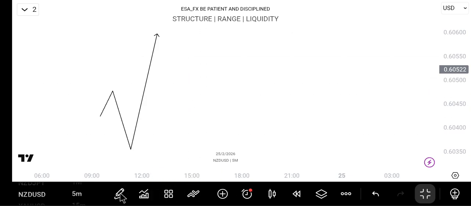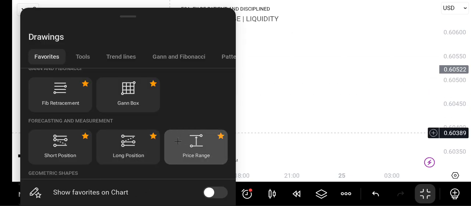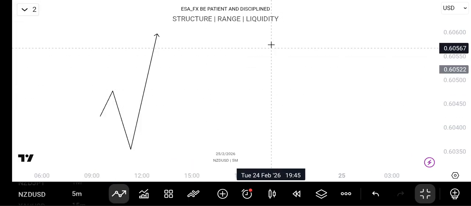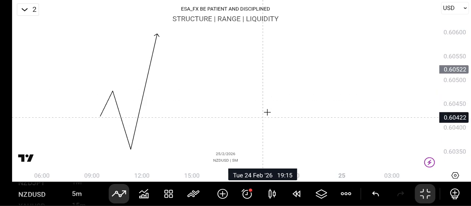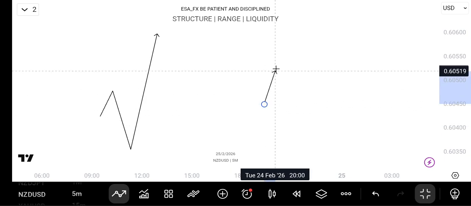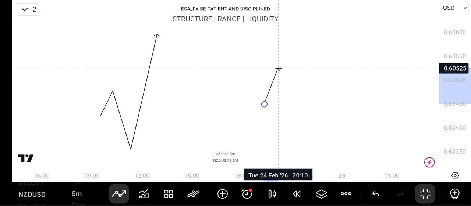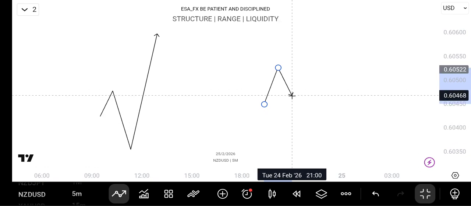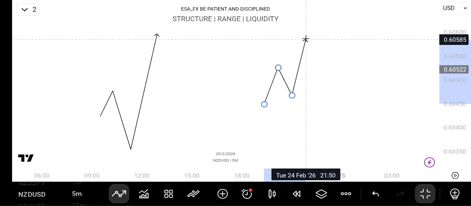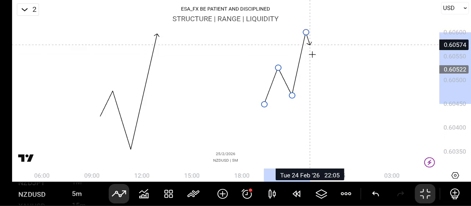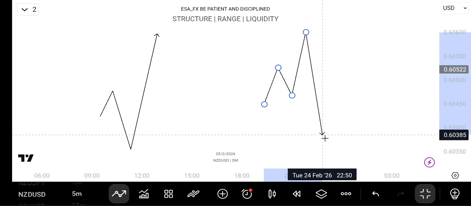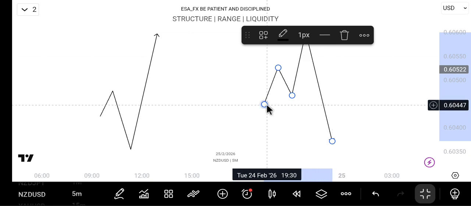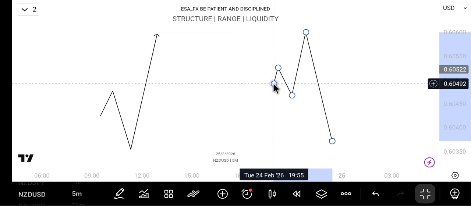Then for a bearish scenario, the opposite is the case. It's going to be something like this. Say price is moving up, and then you just see a downward aggressive move causing a break of structure. That there is my order block.